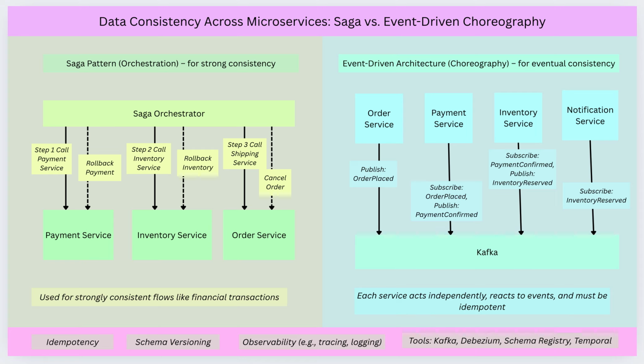When you're working with microservices, keeping data consistent is not as simple as it is in a monolith. Each service owns its own data, often has its own database, and might be deployed and scaled independently. That's why we need clear strategies depending on how critical the data is and what trade offs we are willing to make.